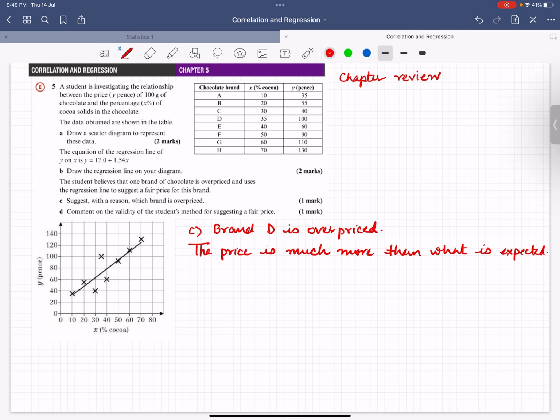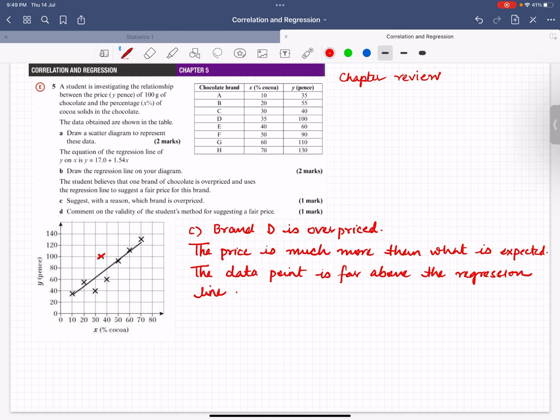And the other reason is that the data point is far above the regression line. So we see that the data point is far from the regression line. So we can write the data point is far above the regression line. So that answers for part C. Moving on to part D, comment on the validity of students' method for suggesting a fair price.